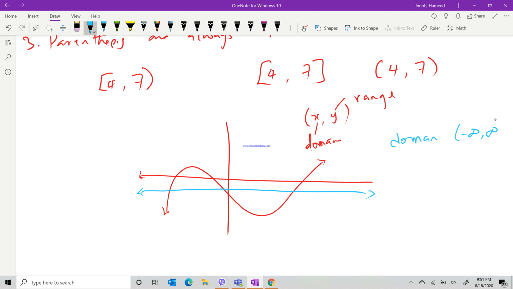Remember, we said whenever you have negative infinity or positive infinity, you always enclose them in parentheses.